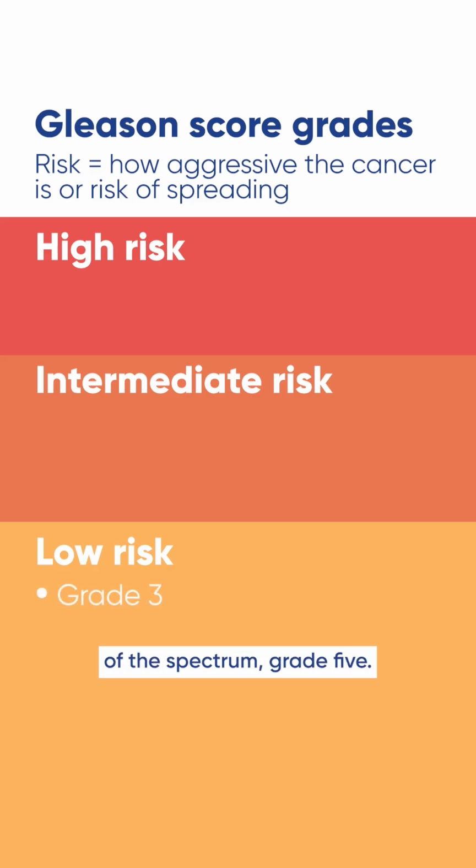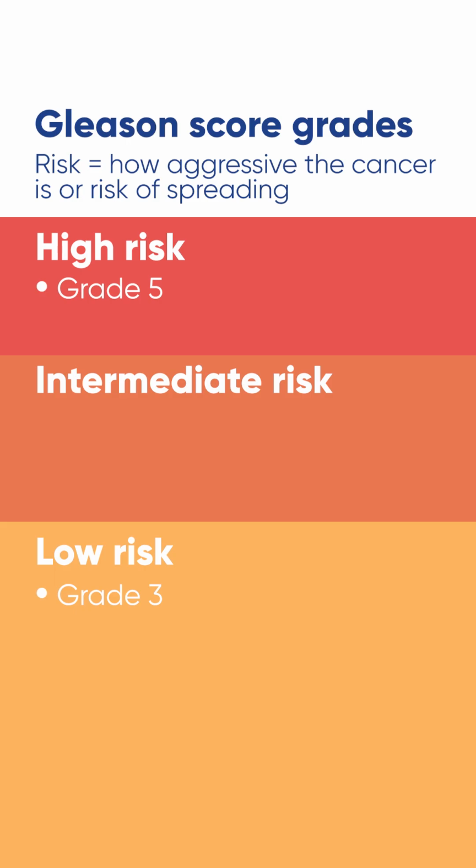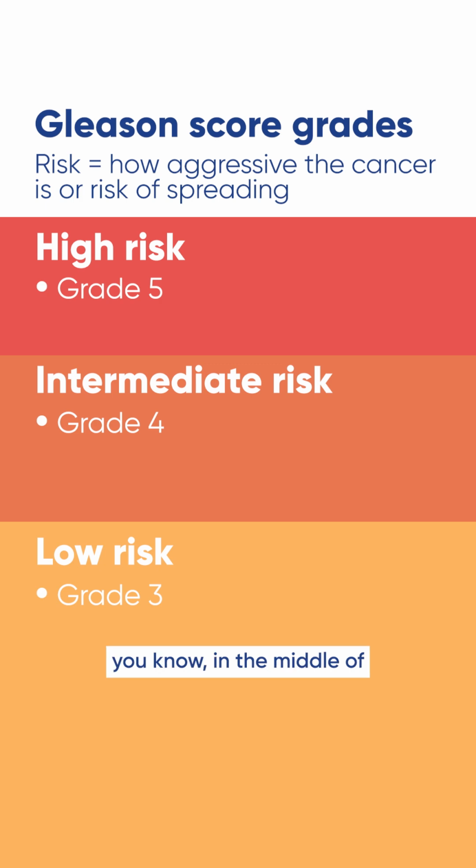On the other end of the spectrum, grade 5, they're looking at it and saying, oh my goodness, this looks very different from regular prostate tissue, very abnormal, very high risk. I'm going to call this grade 5. And then grade 4 is sort of in the middle of that spectrum.